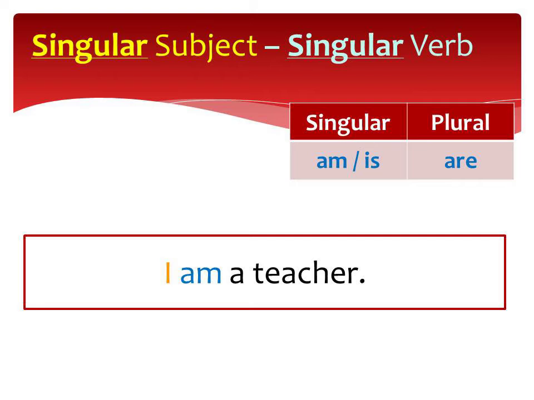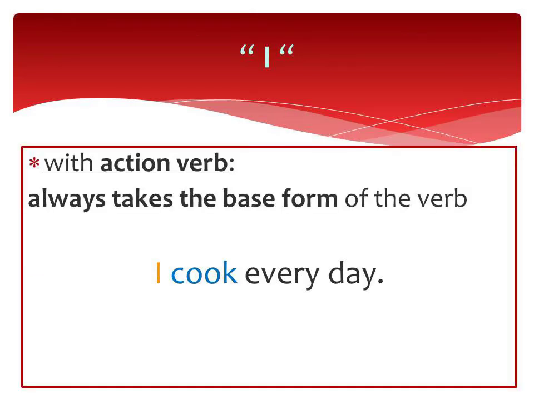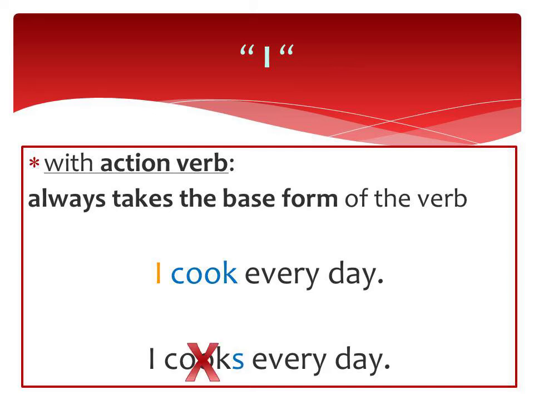a teacher. Or if you are using an action verb with I, it always takes the base form of the action verb. So for example, the word cook. I cook every day. We don't say cooks. I cooks every day. That's incorrect. I always takes the base form of the verb. So it should be I cook every day.